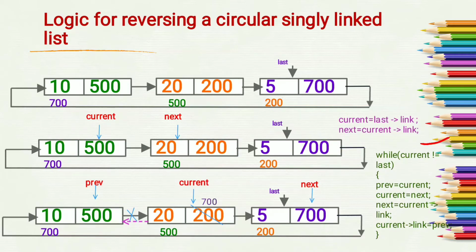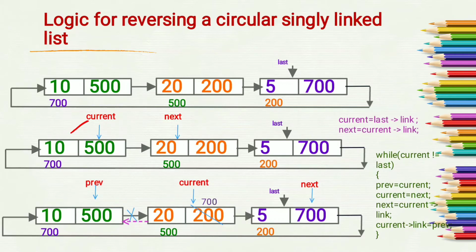So here we have to use a loop by writing the condition while current is not equal to last. First we move previous to current, current to next, and next to current link. That is, next equals current arrow link. So initially we point current to this node and next pointer to this node, and after checking the condition that the value of current is not equal to last, we move the previous pointer to this node, current to this node and next to this node.